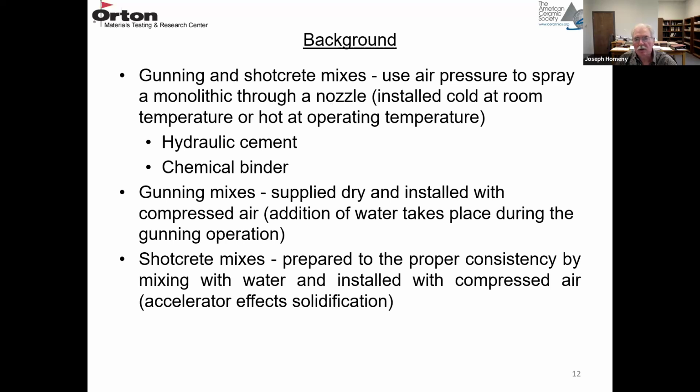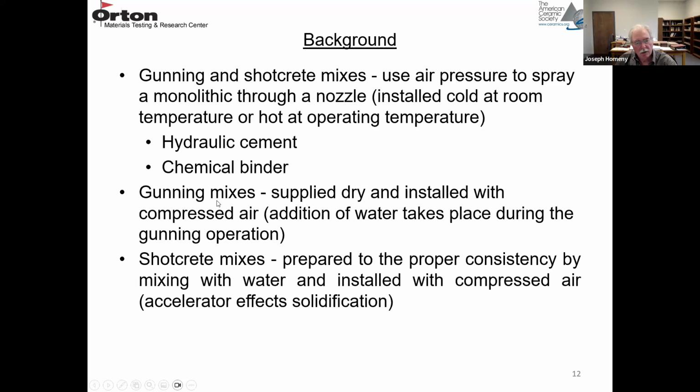Gunning mixes can be installed cold at room temperature, or they can be installed hot at an operating temperature for a hot repair. Shotcreting mixes would be installed cold at room temperature. They can have a hydraulic cement binder or a chemical binder.